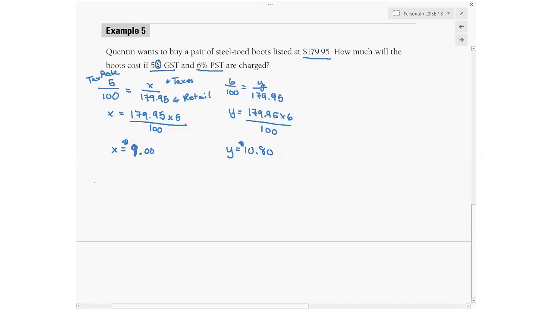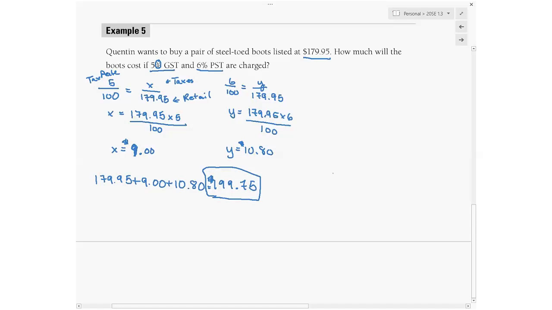Well, you're going to have to add the taxes on. So it was 179.95 plus 9 plus 10.80. Throw that into your calculator, 179.95 plus 9 plus 10.80, and I get that they're going to cost $199.75. So there's my final cost right there.